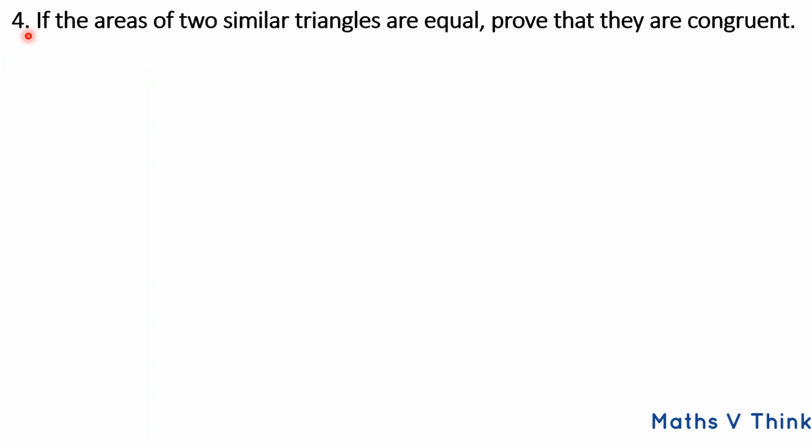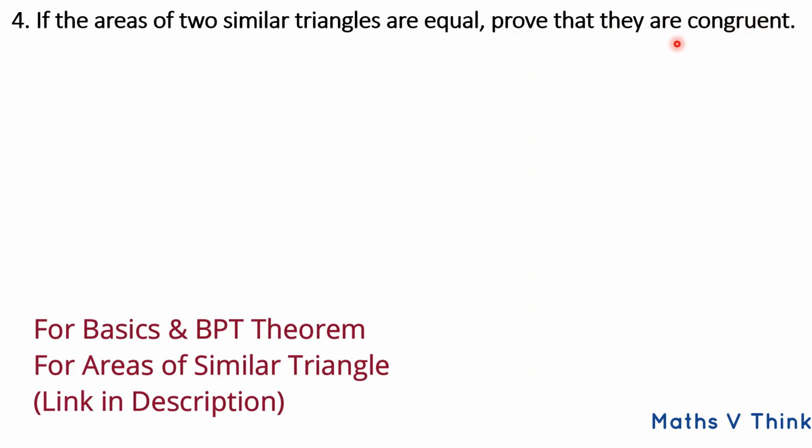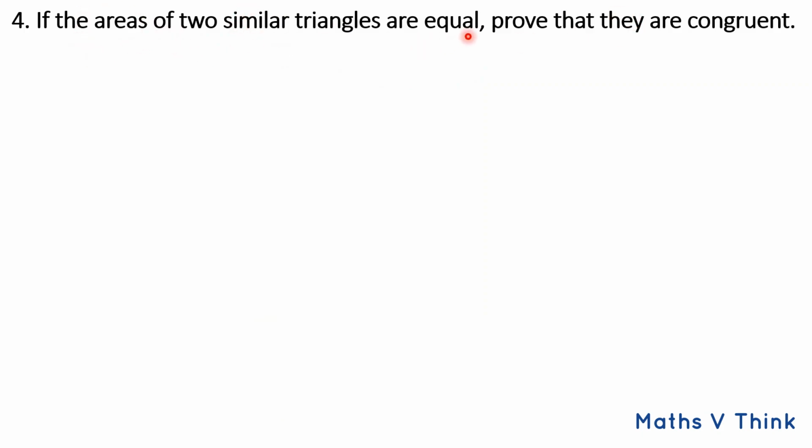The fourth question says, if the areas of two similar triangles are equal, prove that they are congruent. So they have given two triangles that are similar and also their areas are equal, and we need to prove that they are congruent. So first we should draw the diagram.